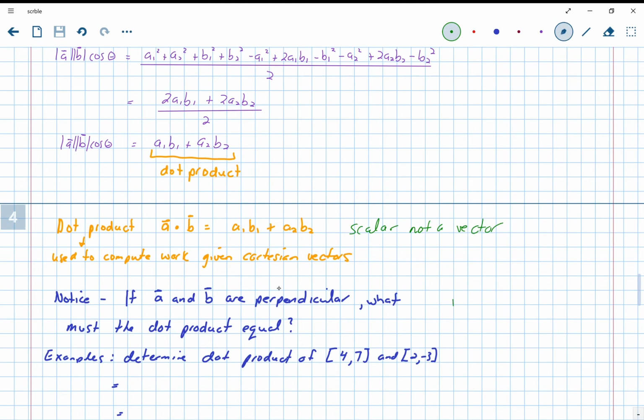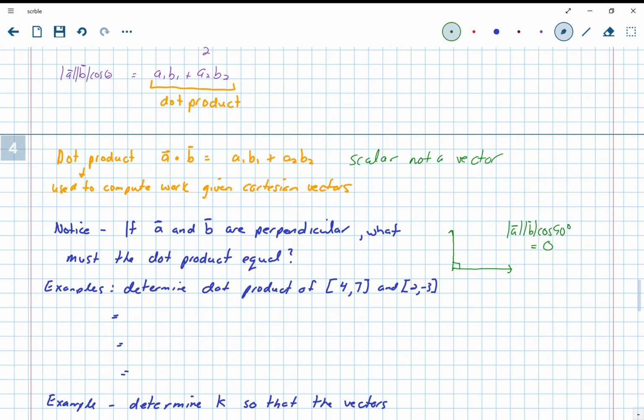Okay, so if we're exerting a force this way and the displacement is this way, the angle between them is 90 degrees, there is no work done, right? And the way that we know that mathematically is that A times B times cos 90 degrees, cos 90 is 0. So that's just equal to 0.